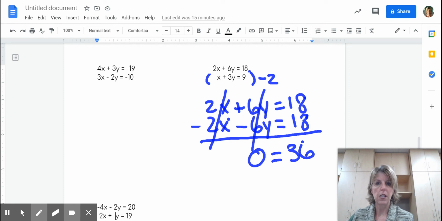0 equals 36. Sometimes the variables will go away. That's going to happen. Does 0 equal 36? It does not. So if your variables disappear and you get something that is not true, 0 equals 36 is not true, then the answer is no solution. No solution. All right, last one.